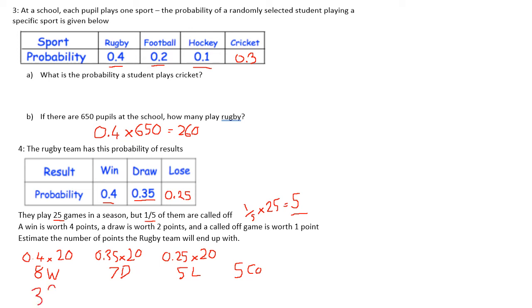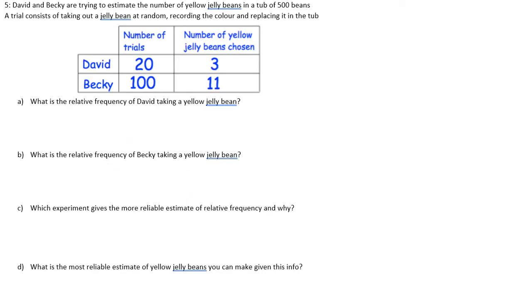That will give me 32 points for 8 wins, 14 points for the draws, 5 points for the games that were called off, and presumably 0 points for all those losses. A total of 51 points expected that season. Okay, once you've had a go, make sure you have a go first.